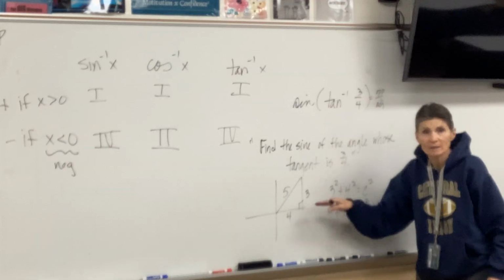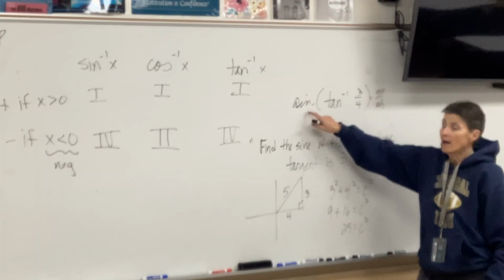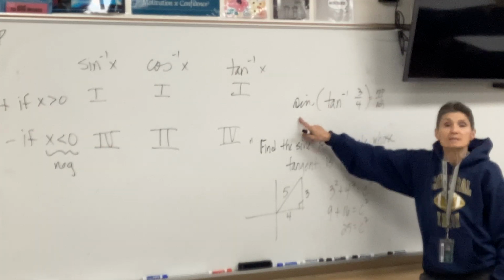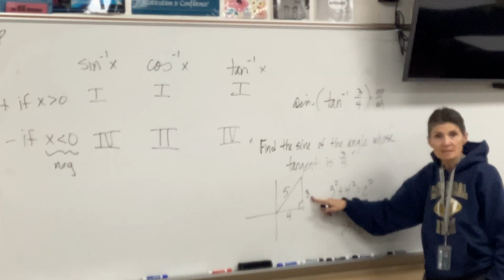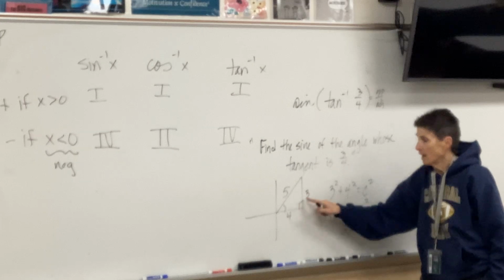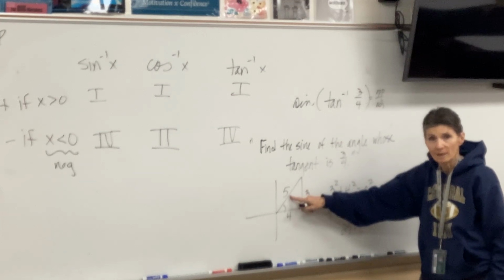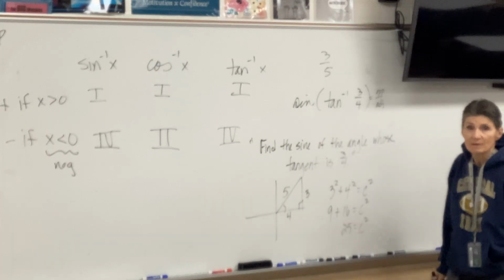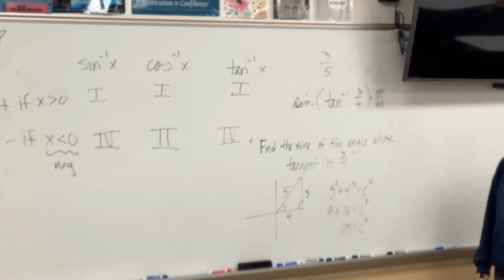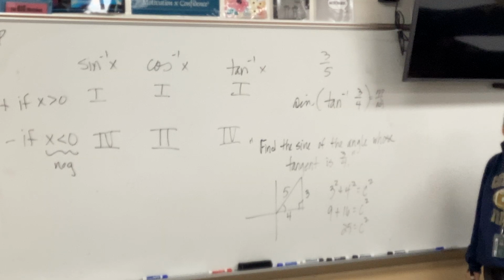Now what do I want to know about that picture? I want to know its sine. What is sine? Opposite over hypotenuse. So the answer to this question is 3/5. Okay, there's a couple of steps, but it's stuff you already know how to do.